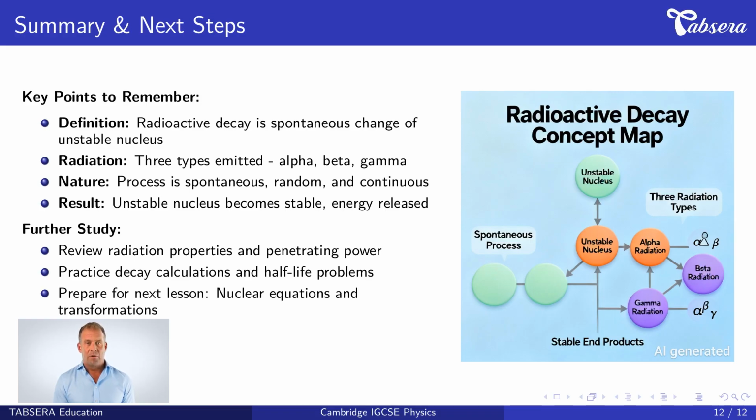Third, the nature of the process. Decay is spontaneous, meaning it occurs naturally, random, meaning we cannot predict individual events, and continuous, meaning it never stops until stability is reached. Fourth, the result. An unstable nucleus becomes stable and energy is released as radiation.